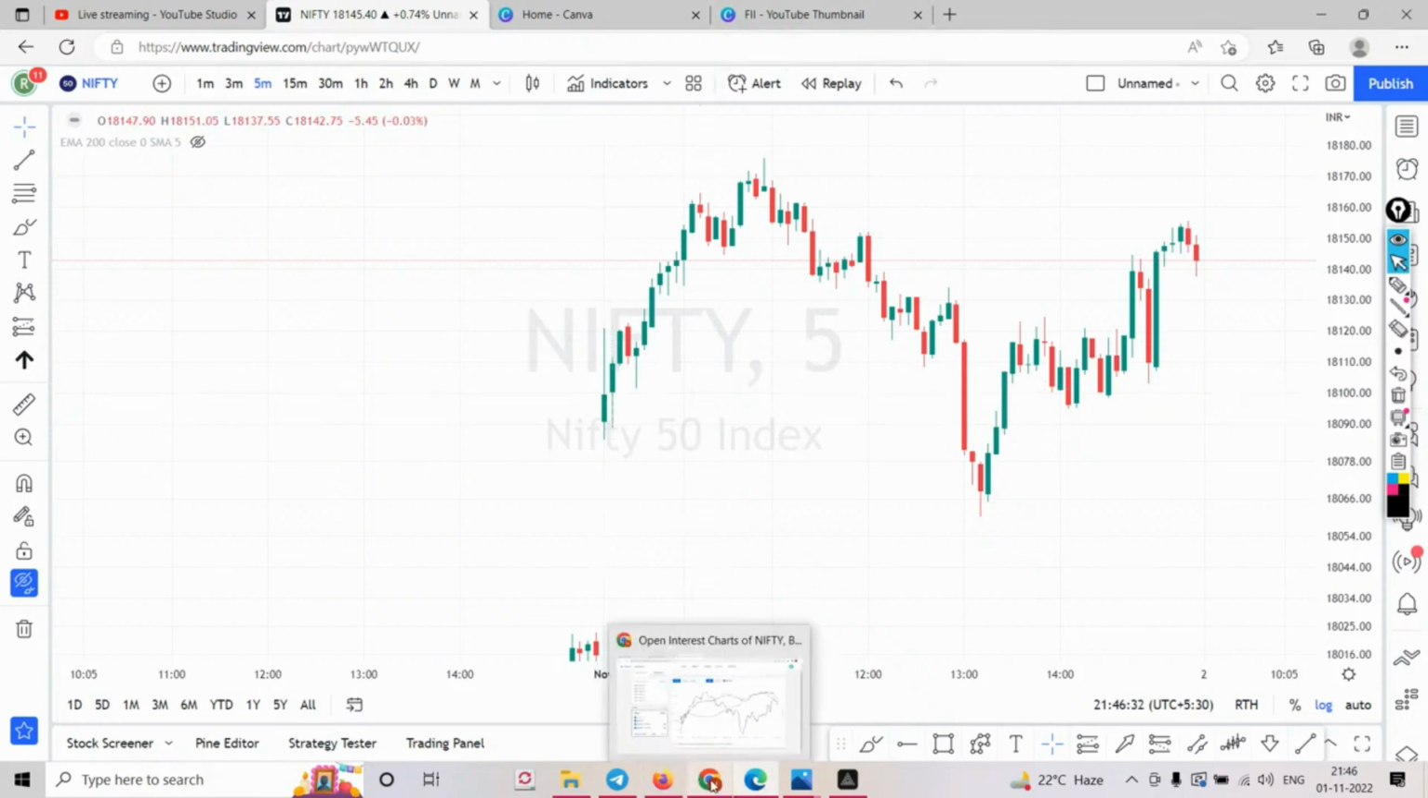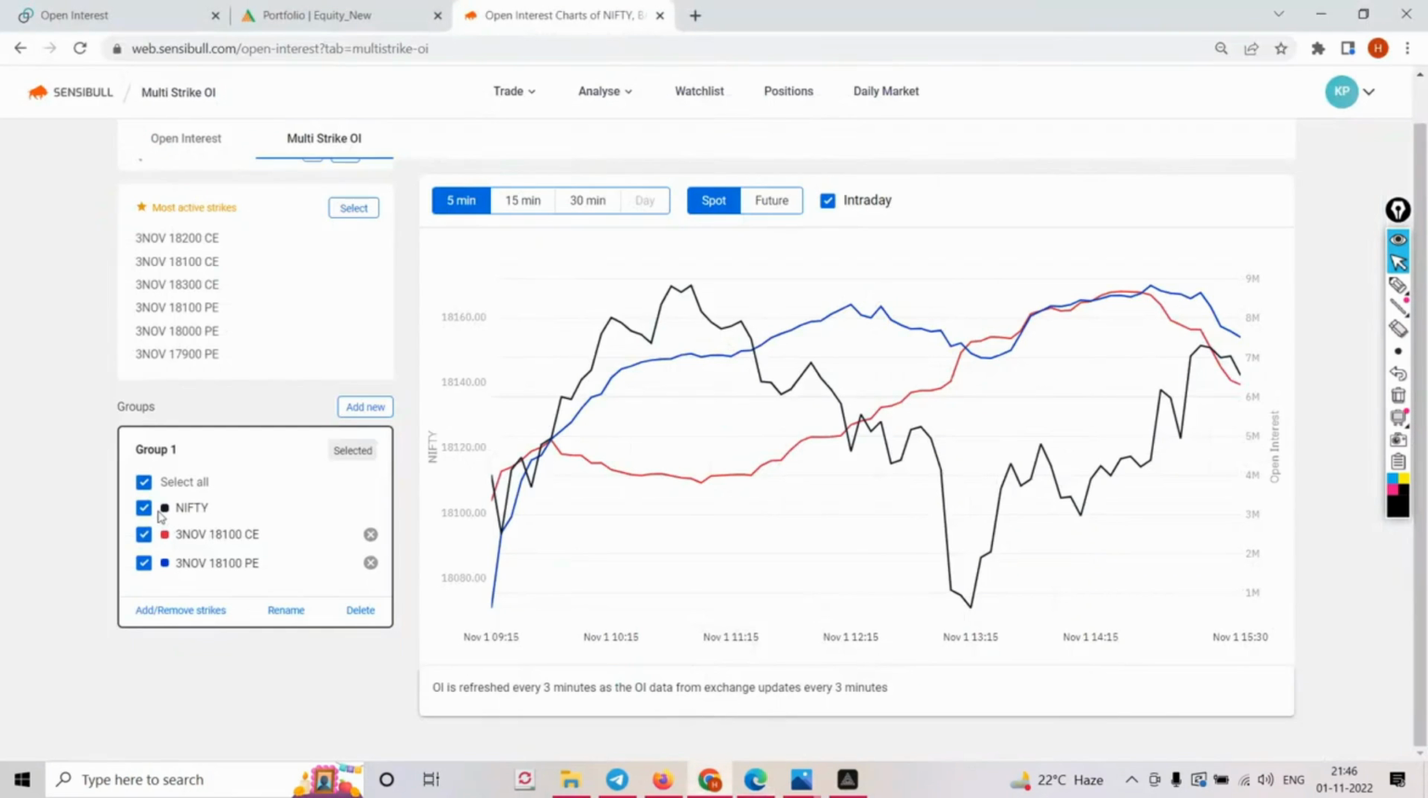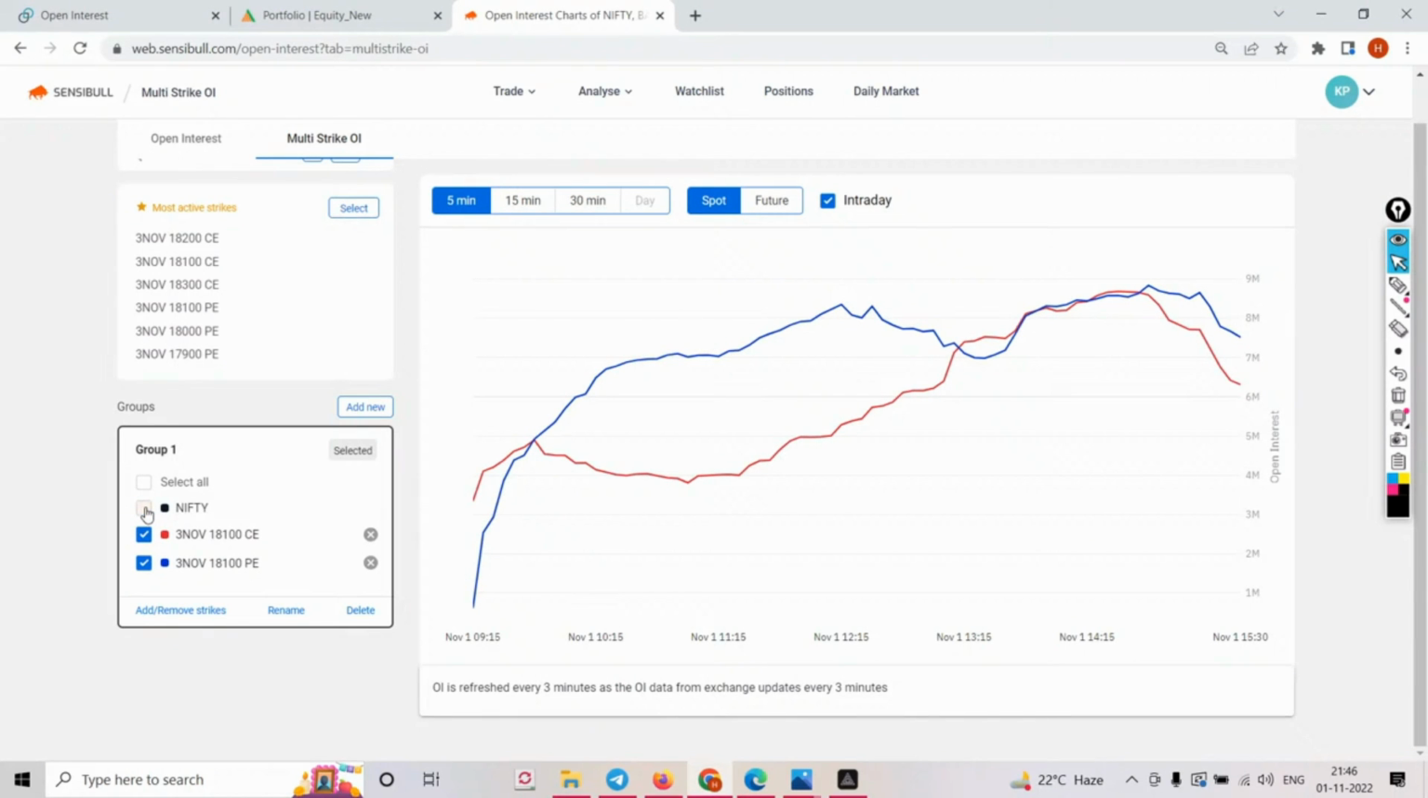Now let me take you back. I'll just remove this black Nifty line, because I don't want to see the Nifty. Now this is called your multi-strike OI. Check the blue line. Blue is PE and red is CE. That's it. You just have to watch. Blue resembles put and red resembles call.